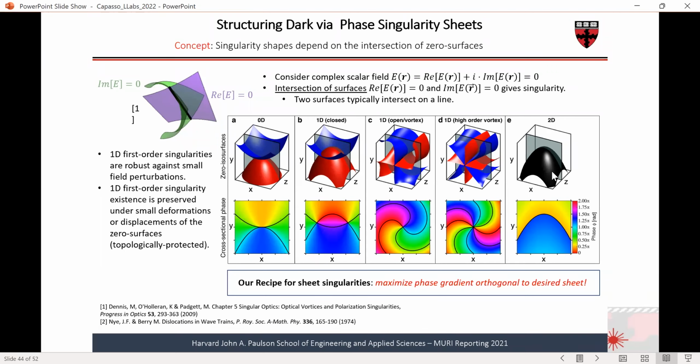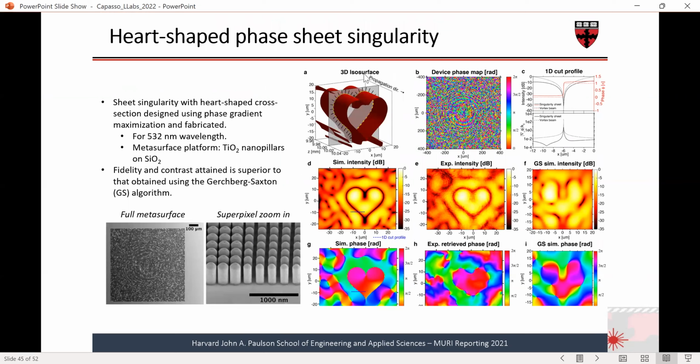The answer is yes. And there's a lot of massive computation behind it, which now I'm literally sweeping under the rug. But the idea is to find a singularity to maximize the phase gradient orthogonal to the desired sheet. So we specify a particular sheet of dark that we want to create. And so my creative student decided to make a metasurface that literally could generate, when light is incident on it, this is at a green wavelength with titanium dioxide nanopillars, a singular surface, okay, heart shape.